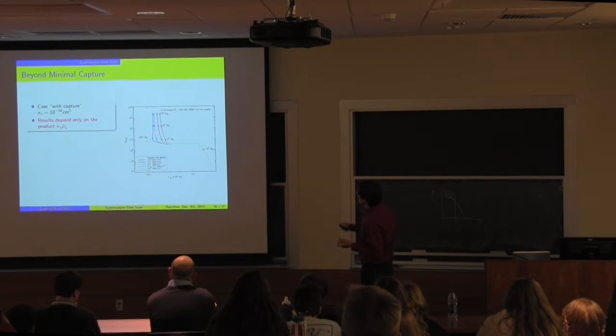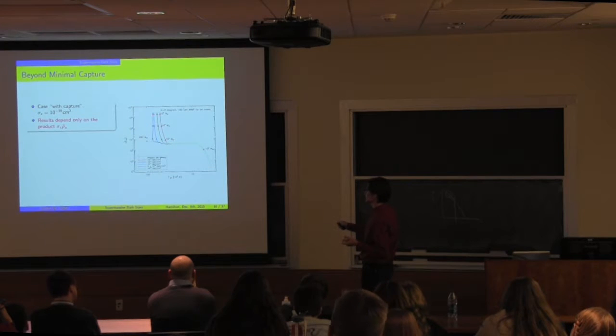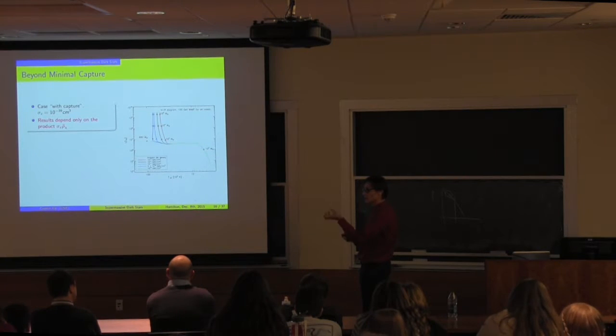And then, depending on how efficient the capture is, or the heating from capture is, you're going to diverge from the main track that goes to the zero-H main sequence. Diverge sooner if heating is more efficient. And heating is more efficient if you have higher background density, right?